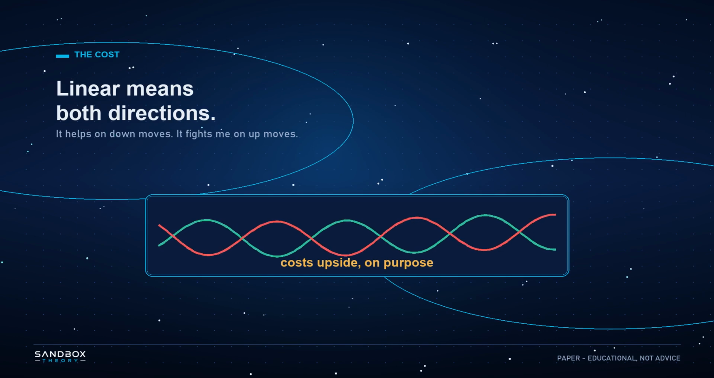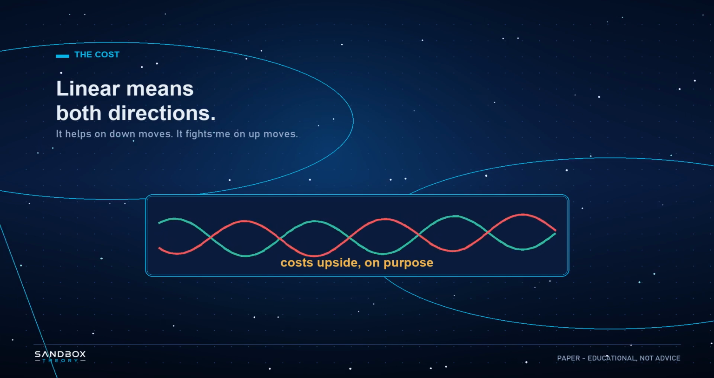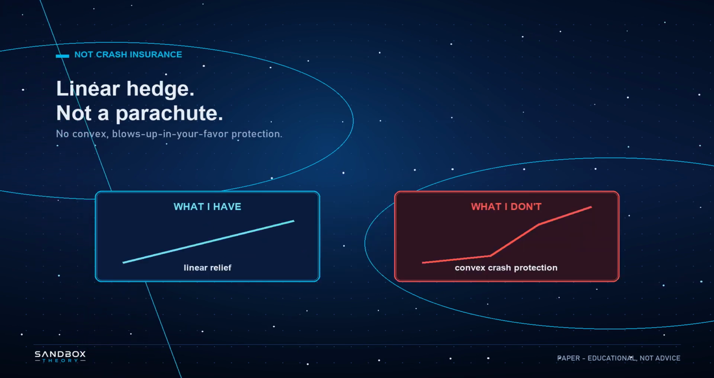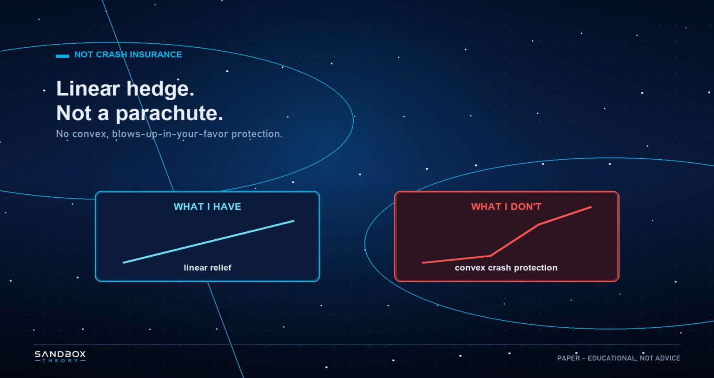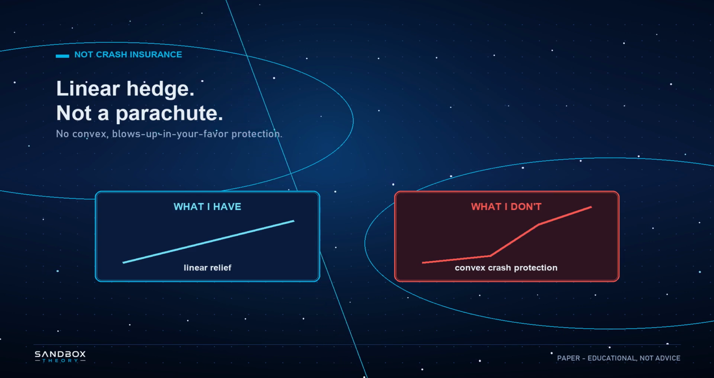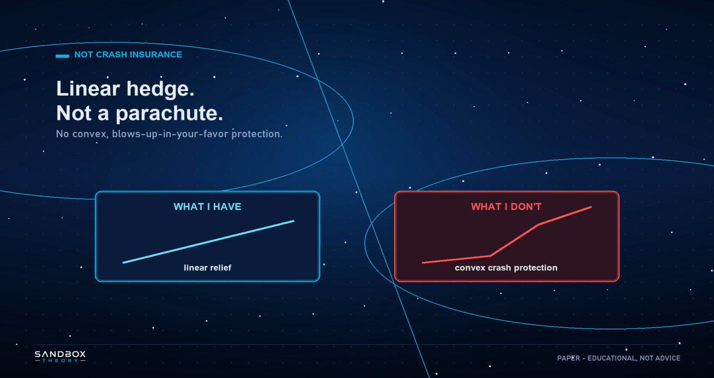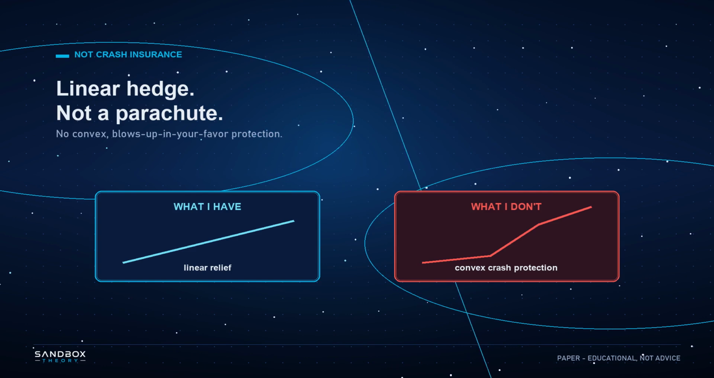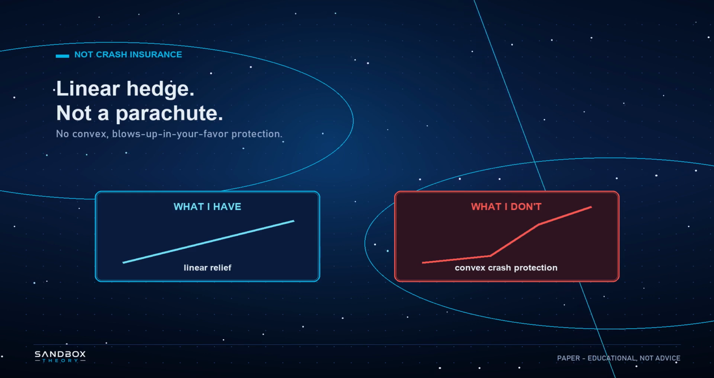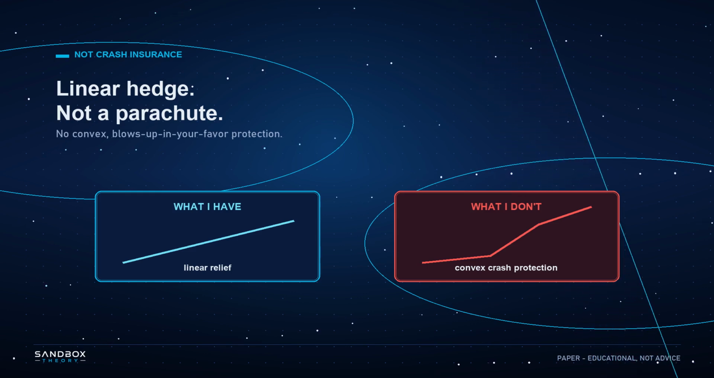And here's the part I really want you to hear, because it's the most common misunderstanding. A beta hedge is not crash insurance. In a crash, a linear hedge gives you roughly linear relief. Proportional, steady, boring. What it does not give you is convex, blows up in your favor protection. The kind where a small position pays off enormously when everything falls apart. That's what options can do, and I'm not using them.